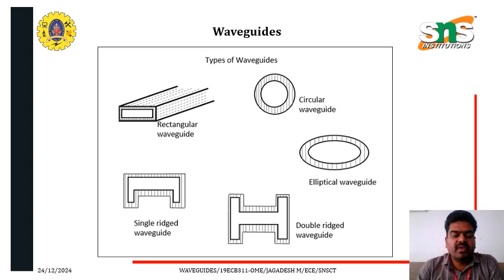So what have we discussed in the previous slide? The types of waveguide. The physical look of each waveguide is shown in this slide. First is the rectangular waveguide. This is the actual real-time appearance of the rectangular waveguide and the circular waveguide. The elliptical waveguide is shown here, and the double ridged and single ridged waveguides. So these are all the types of waveguides.